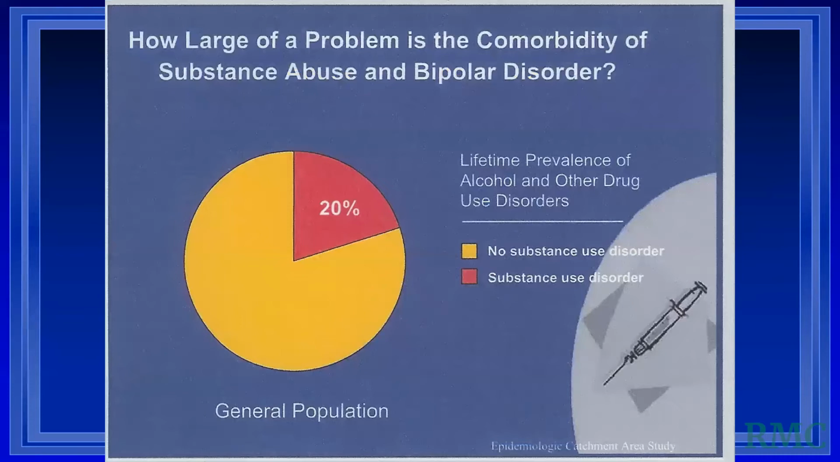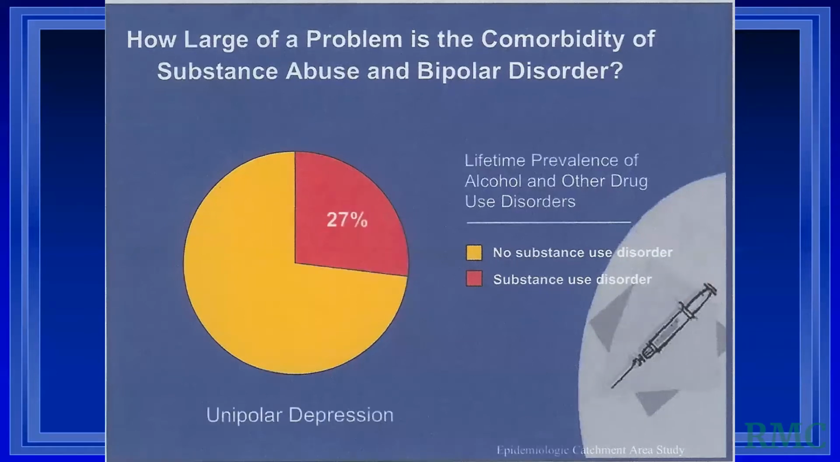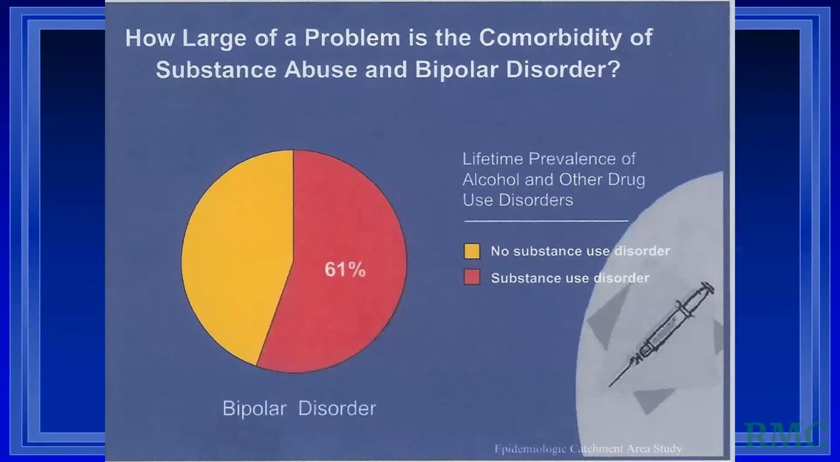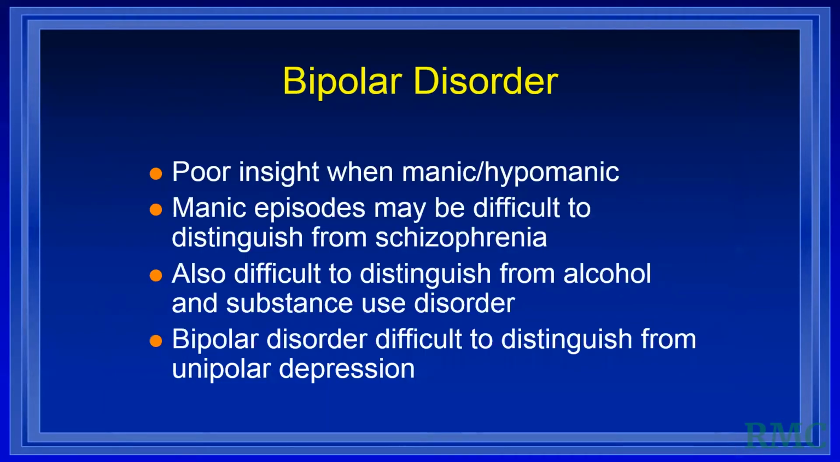So here you have the general population, 20% with high-risk alcohol or drug use. If you take people with unipolar depression, that goes up to 27%. If you take people with bipolar disorder, 61% of these patients are at risk of misusing alcohol and drugs. Patients generally have poor insight when they're manic or even hypomanic.